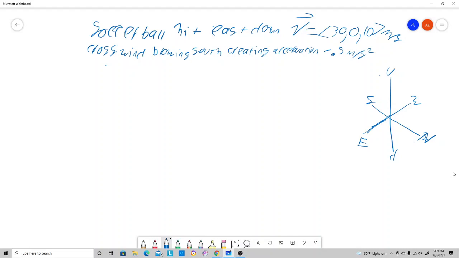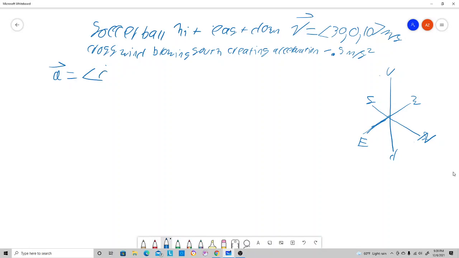And then it says a crosswind blowing south, creating an acceleration of this much. So let's first start off with the acceleration, and then we can build it from there. It's just like regular calculus 1, except with vectors and except we're dealing with 3 dimensions. We want to create an acceleration vector. And it says south, -5 meters per second squared.